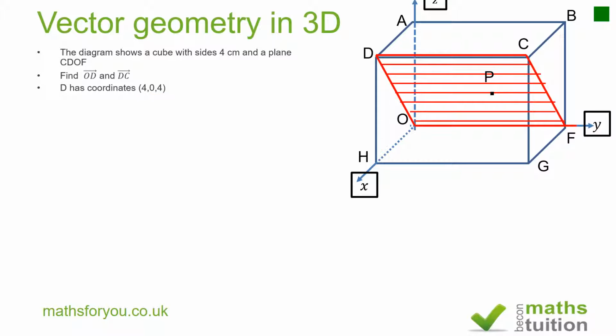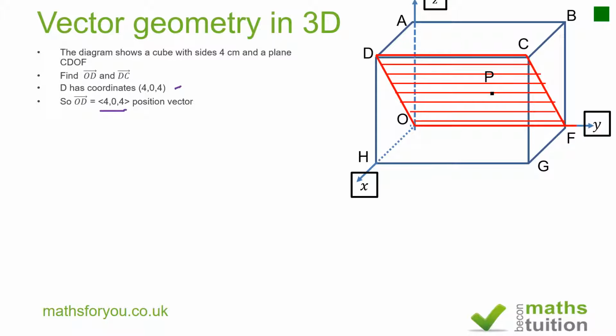Now, having found the coordinates of point D, we are in a position to find vector OD. To find vector OD, we subtract the coordinates of the origin, which is 0, 0, 0, from the coordinates of the point D. So 4 minus 0 is 4, 0 minus 0 is 0, 4 minus 0 is 4. These are the components of vector OD.